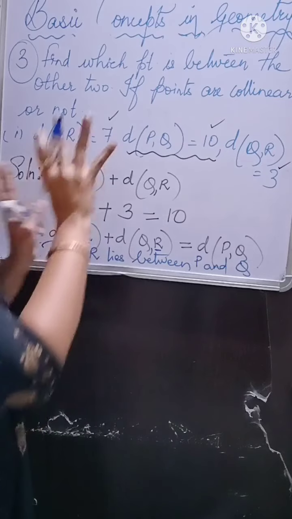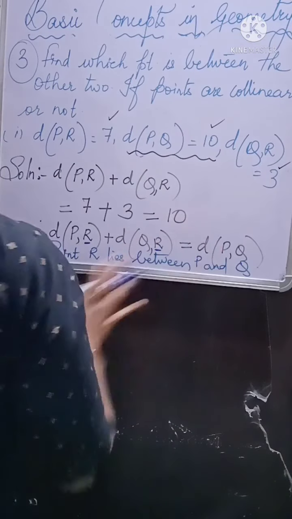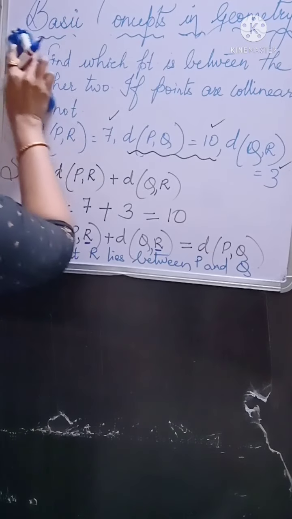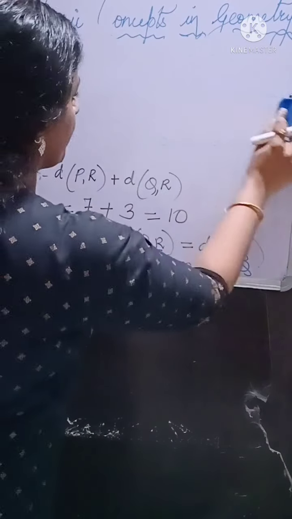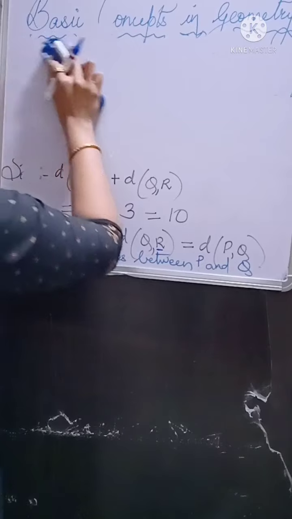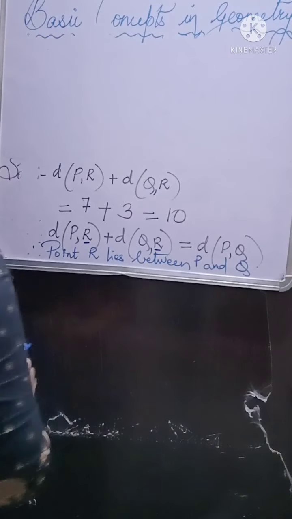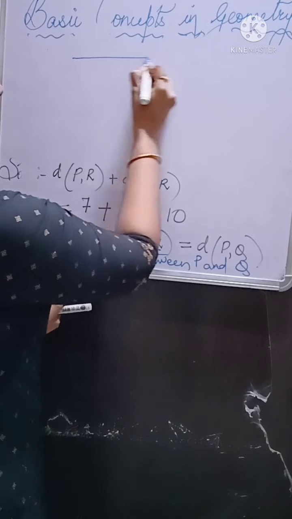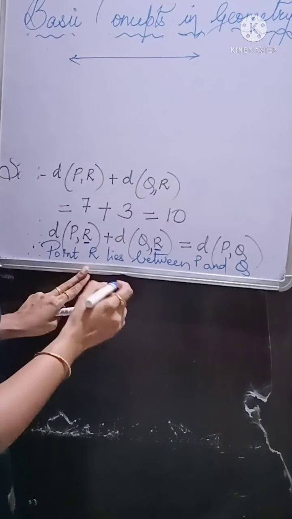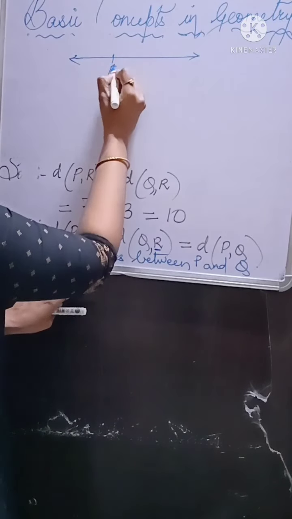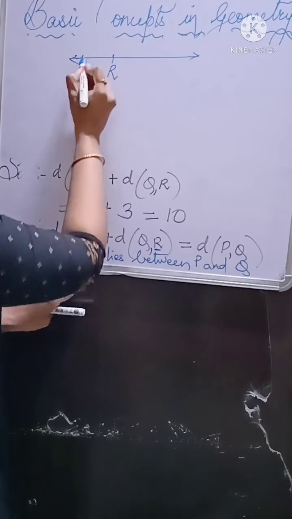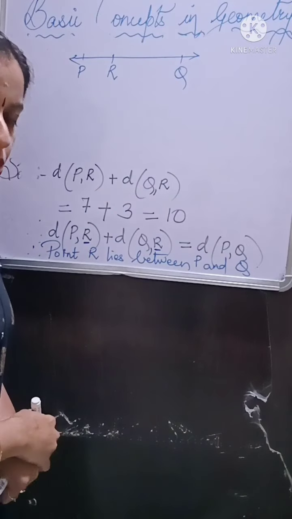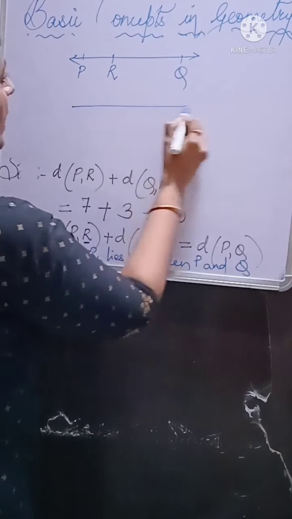Now let us show this in the form of a figure. After this, you will draw the figure. This point I'll just rub off. Now how will you show? Strictly you have to show the figure here. R lies between P and Q. We will draw a number line. Use scale. R lies between P and Q. So here P, here Q. This way also you can show, or the other way.